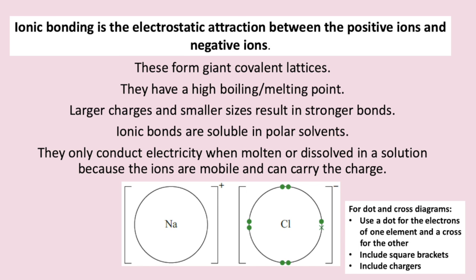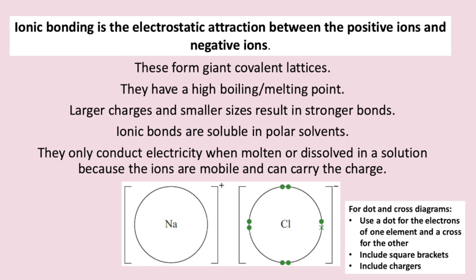The strength of the ionic bond depends on the charge of the ions and the size of an atom. An ion with a large charge and a smaller size will have stronger bonds. Ionic compounds are soluble, but only in polar solvents. This will be discussed further in a later chapter.